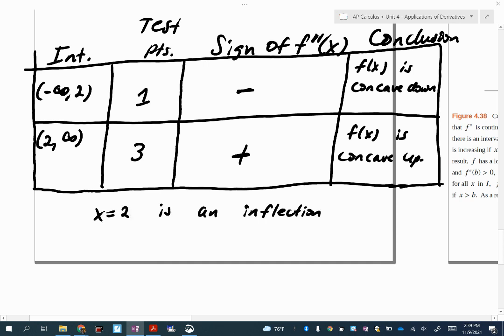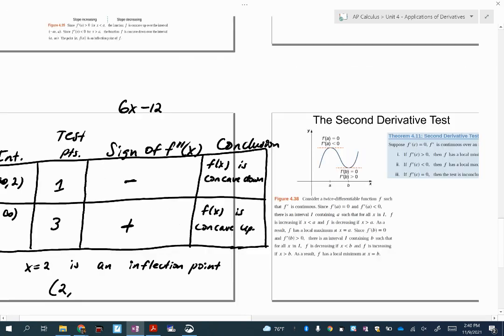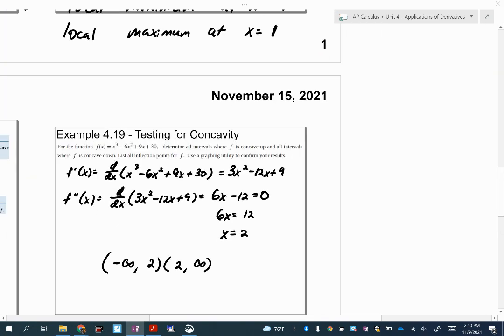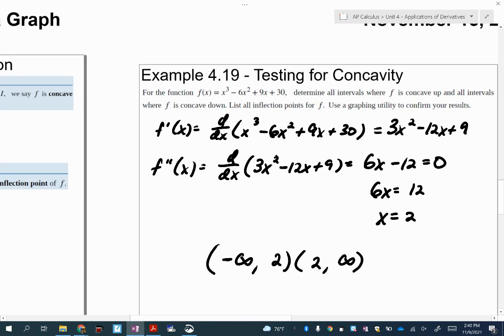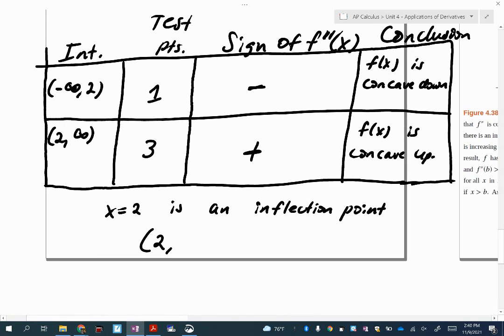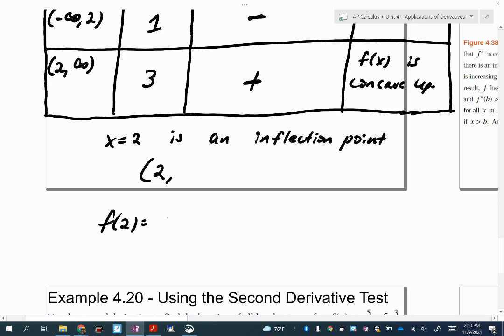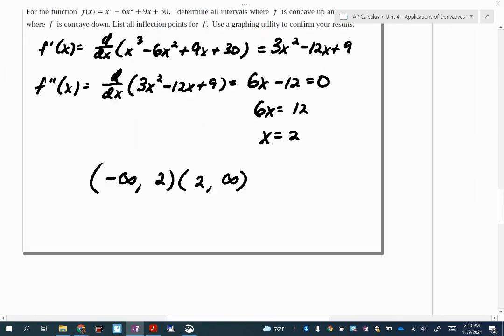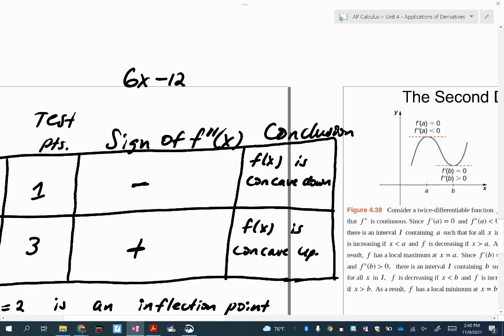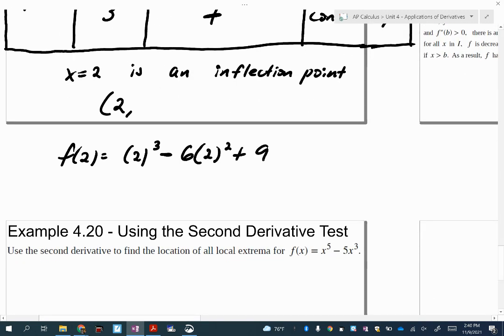All right, so our ordered pair for this inflection point is going to be 2 comma whatever it is when you plug in 2 to the original function, right? So if I go back to the original function, that's x cubed. Let me do it real quick. So f of 2 is going to be 2 cubed minus, I think it was 6x squared. Let me just confirm. 6x squared. Yes, plus 9x plus 30.